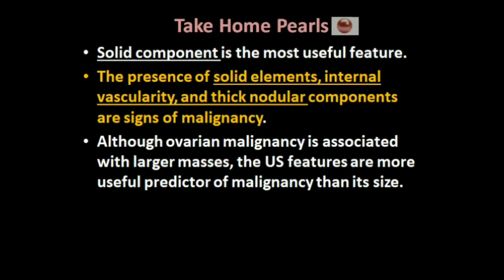Take home pearls or message: the solid component is the most useful criterion or feature of ultrasound. The presence of solid elements, internal vascularity, and thick nodular components are signs of malignancy. Although ovarian malignancy is associated with larger masses, the ultrasound features are a more useful predictor of malignancy than its size.